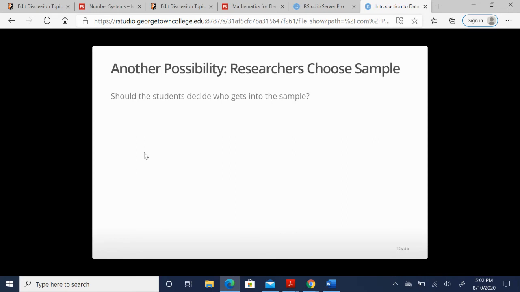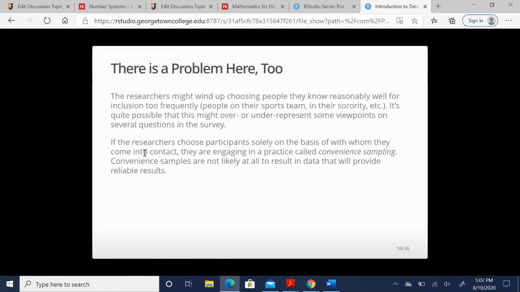Another possibility, what about if the researchers choose? So if the individuals can't volunteer to be surveyed, what about if the people doing the study actually choose them? Should they get to decide who gets into the sample? Does that make sense? There's a problem here too. Researchers might wind up choosing people they know reasonably well for inclusion too frequently. Okay, people on your sports team, people in your sorority.